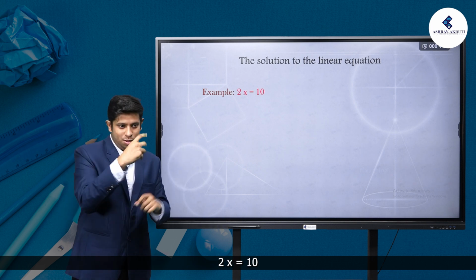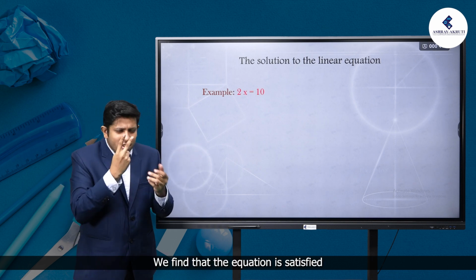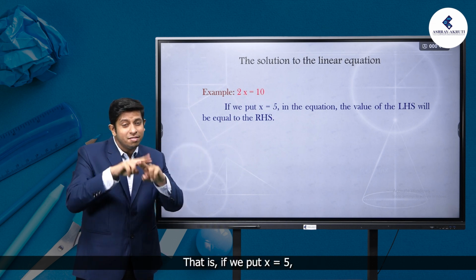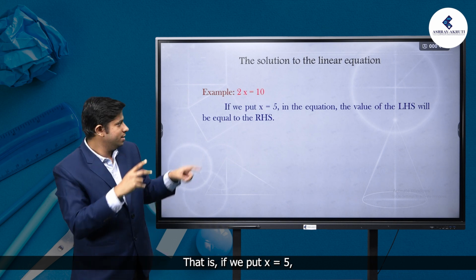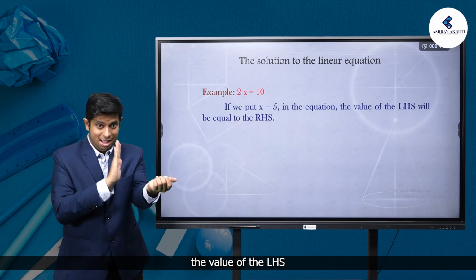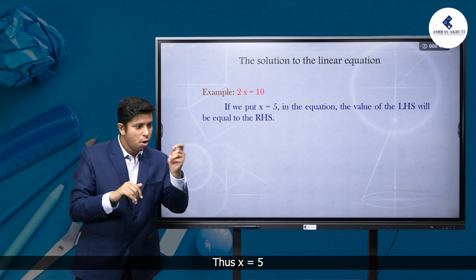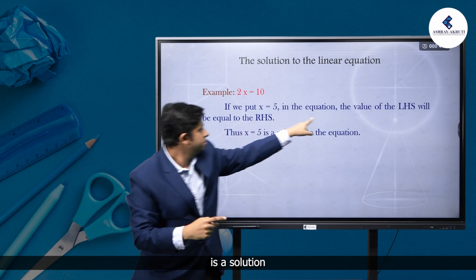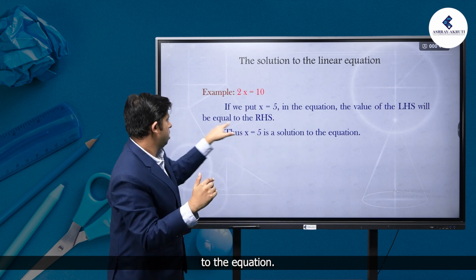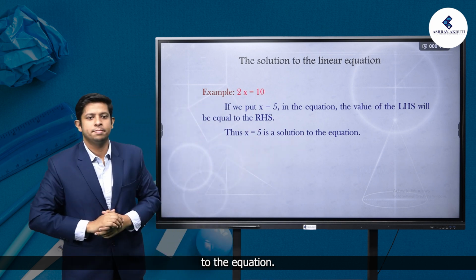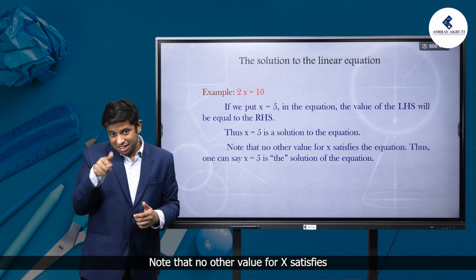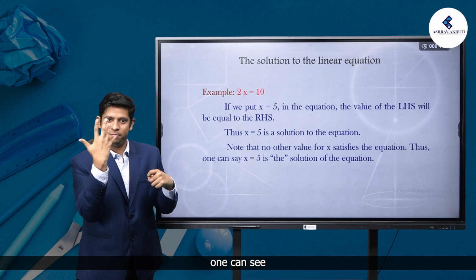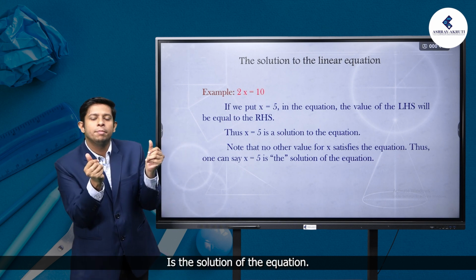Example: 2x is equal to 10. We find that the equation is satisfied with the value x is equal to 5. That is, if we put x equals to 5 in the equation, the value of the LHS will be equal to RHS. Thus, x is equal to 5 is a solution to the equation. Note that no other value for x satisfies the equation. Thus, one can say x equals to 5 is the solution of the equation.